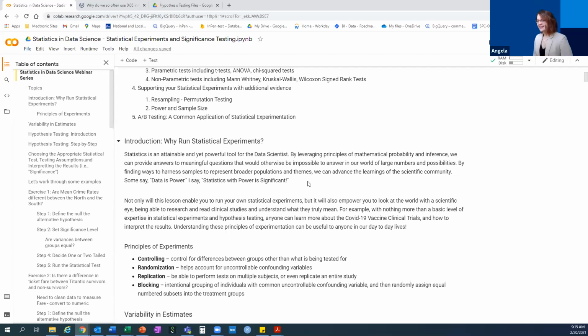By finding ways to harness samples to represent these broader truths and these broader populations and themes, we can continue to advance the learnings of the scientific community. Some say data is power, but for me, it's a little more than that. I would say statistics with power is significant. So data on its own, not so much, but if you can apply some basic principles of variability and estimation, you've got something very, very powerful and significant.